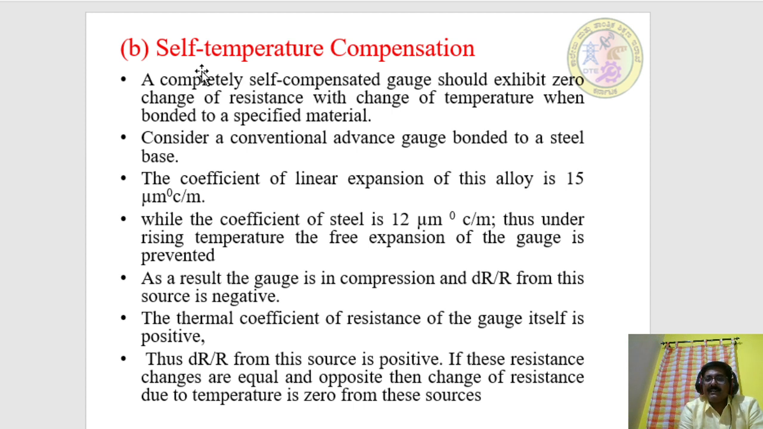As a result, the gauge is in the compression state, and delta R by R from the source is negative. That term is negative because compression we generally identify as a decrease in dimension, no? So then it will be negative. The thermal coefficient of resistance of the gauge itself is positive. Thus delta R by R from the source is positive. See, if these resistance changes are equal and opposite, then the change of resistance due to temperature is zero from the source.